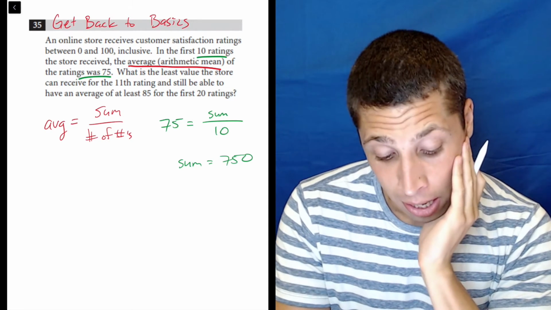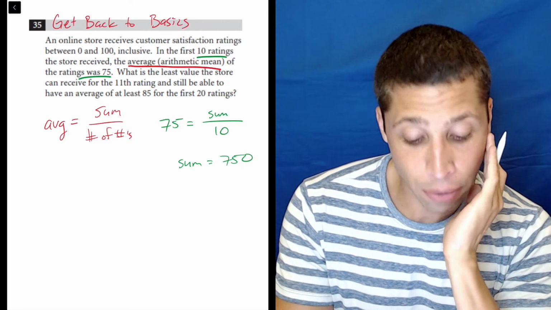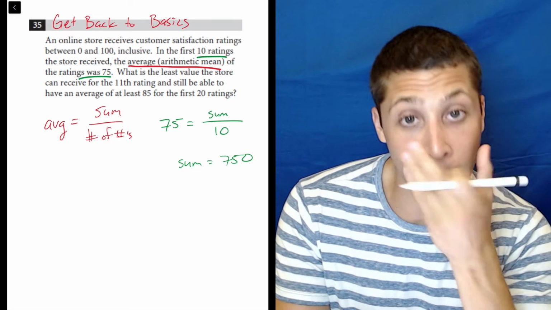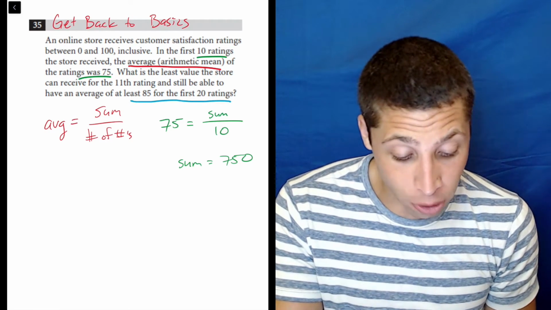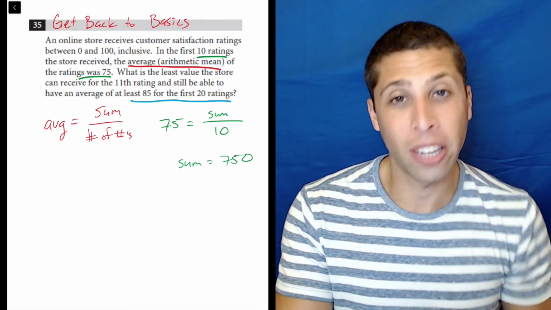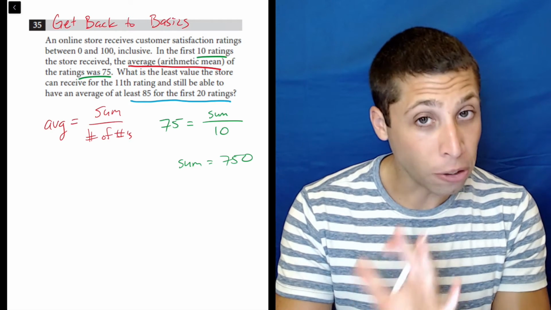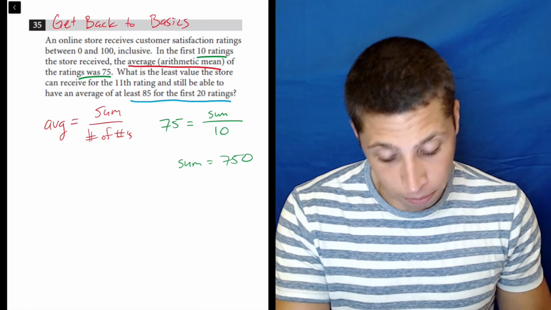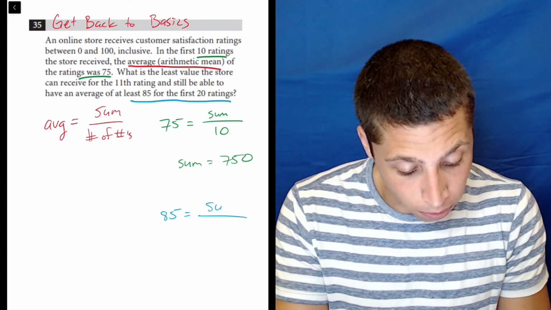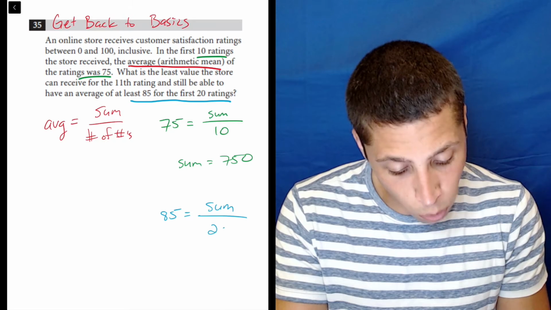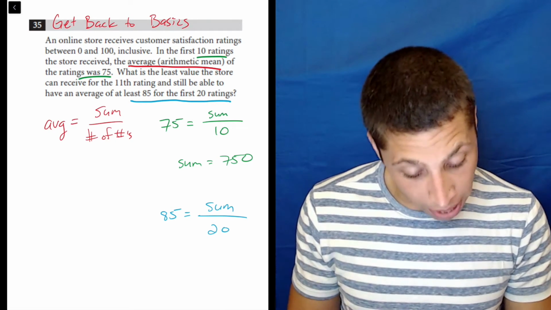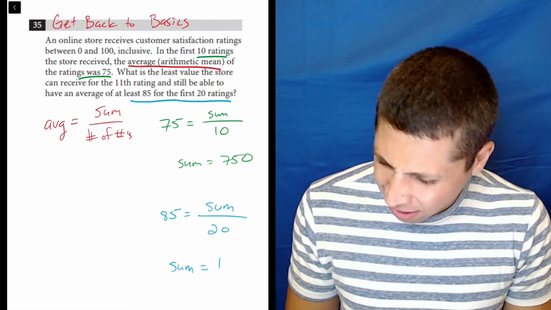So let's keep reading. What is the least value the store can receive for the 11th rating and still be able to have an average of at least 85 for the first 20 ratings? Well, the end of the question is kind of giving me similar information to the stuff in green, right? It's another set of numbers I can plug into my formula. There's more to it, but for now, keep it simple. So, okay, 85 is my average. The sum is unknown, and this is 20 ratings this time, so now I'm going to multiply by 20, so 85 times 20. So now the sum is 1,700.